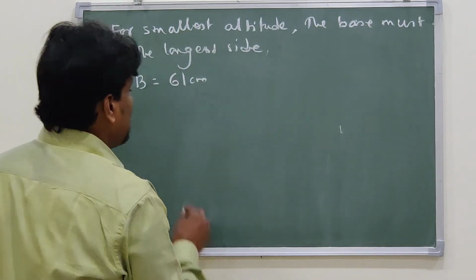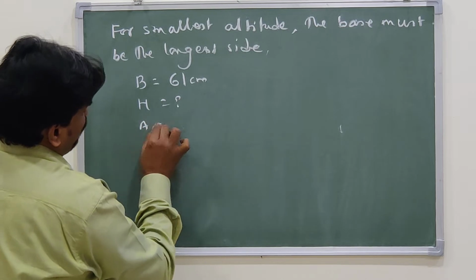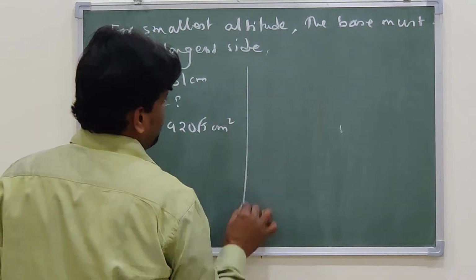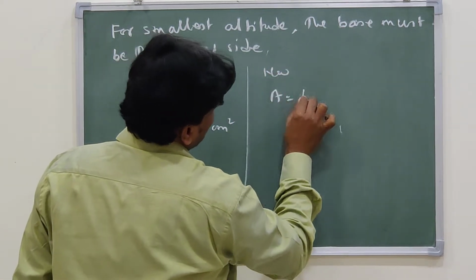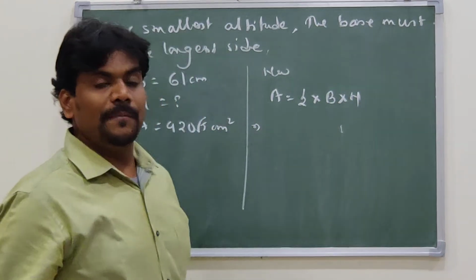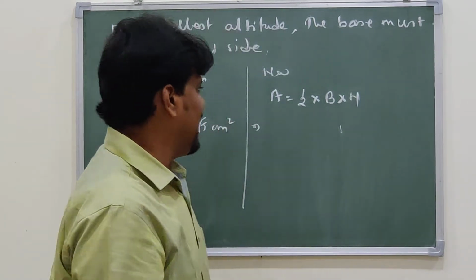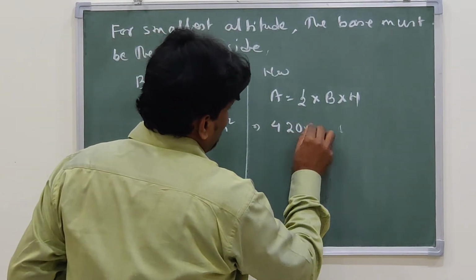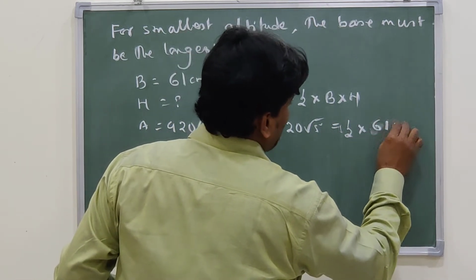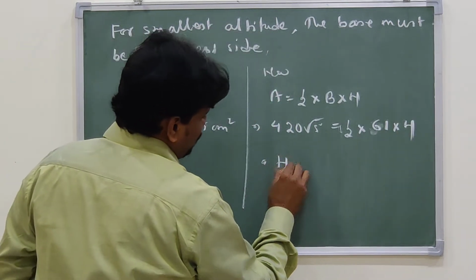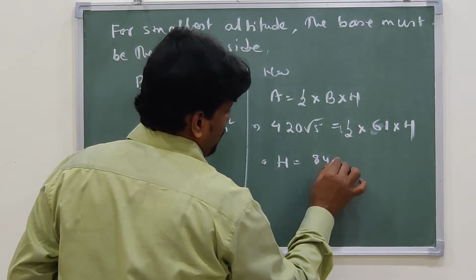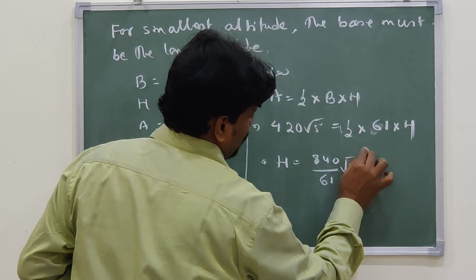So now I have the base, I'm supposed to calculate height, and I already have calculated area as 420 root 5 centimeter square. So now area is equal to half into base into height. Remember I told you to use capital B because we have already used small b for side of the triangle. So you have 420 root 5 is equal to half into base, 61, into h, and h will be equal to 2 goes up, 61 goes down. So 2 into 420 is 840 by 61 root 5.